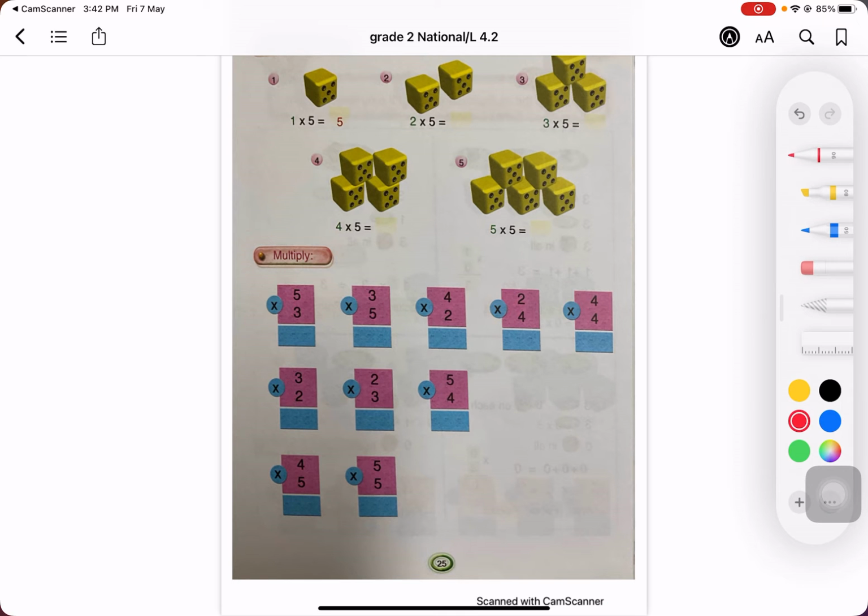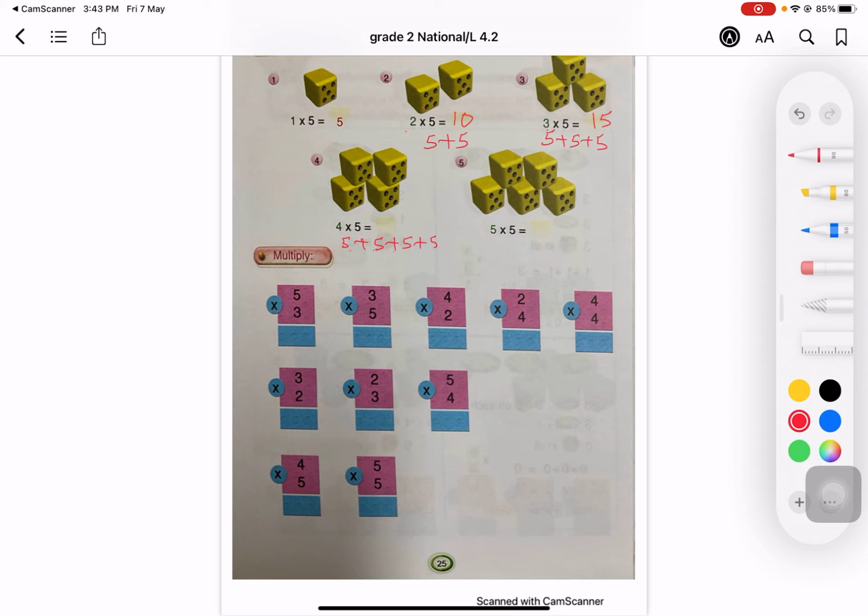Here, if I say 1 multiply 5, you are repeating the 5 one time. Here, you are repeating the 5 2 times. So it is 2 times 5. How many in all? 10. You are repeating the 5 3 times. It is 5 plus 5 plus 5. In all, it's 15. Okay? Now, you are repeating the 5 4 times. 5 plus 5 plus 5 plus 5. So it is 5 multiplied by 4. The answer is what? 20. So the product here is 20. Write the multiplication sentence.